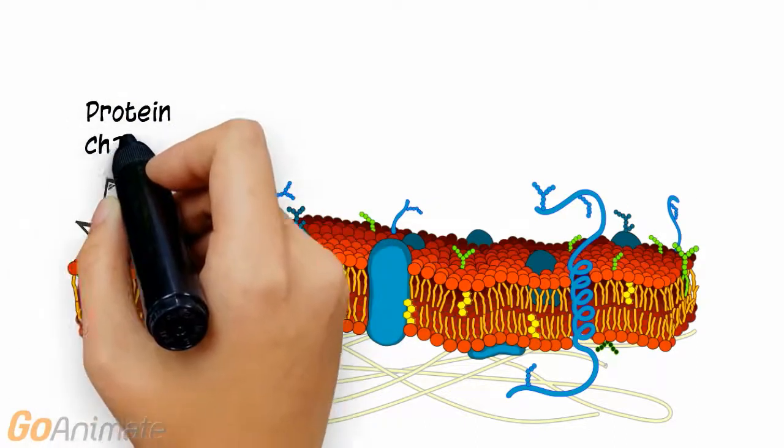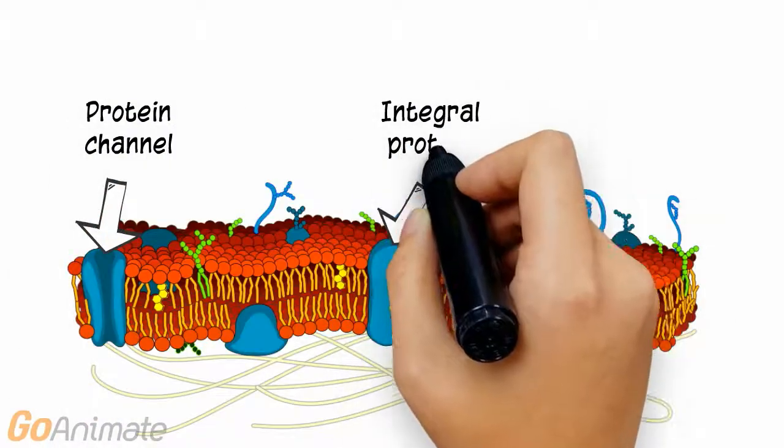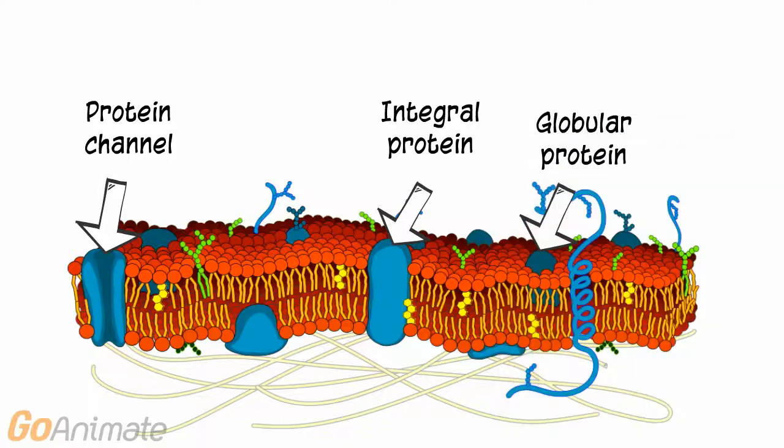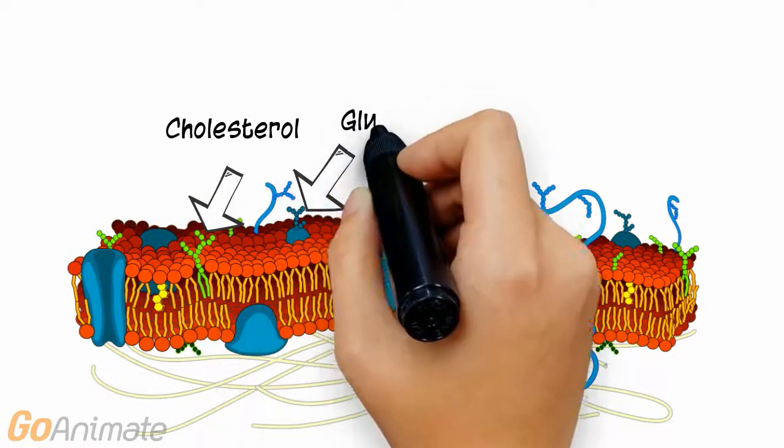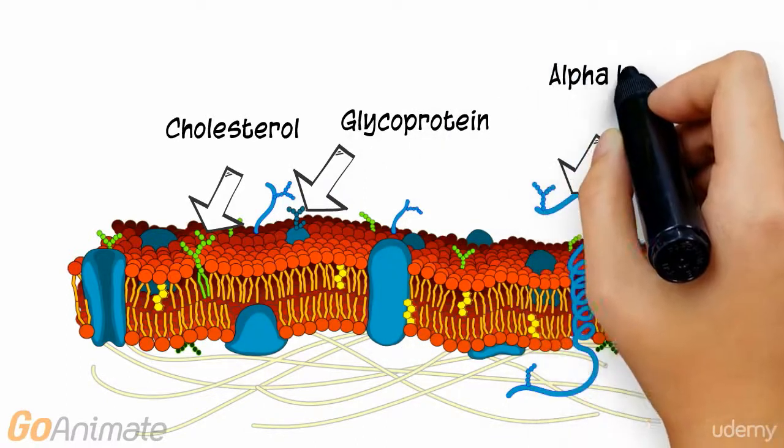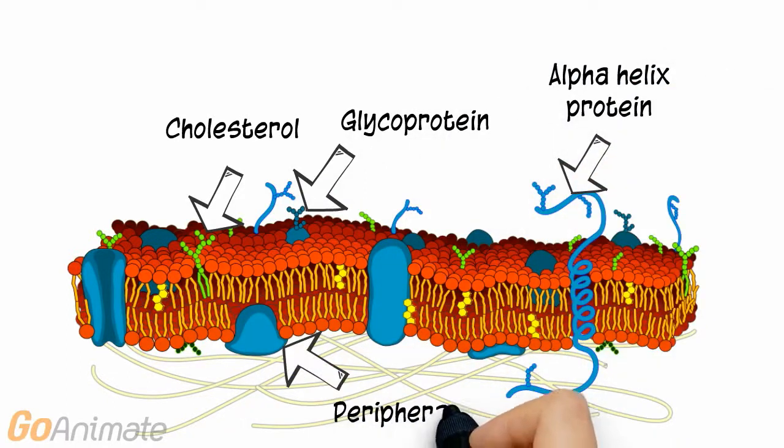The cell membrane contains various proteins. There are protein channels that allow certain substances in or out of the cell, integral proteins that extend all the way through the cell membrane, and globular proteins. Cholesterol is embedded in the cell membrane and gives it support. Other proteins include glycoproteins, alpha helix proteins, and peripheral proteins that do not extend all the way through the membrane.